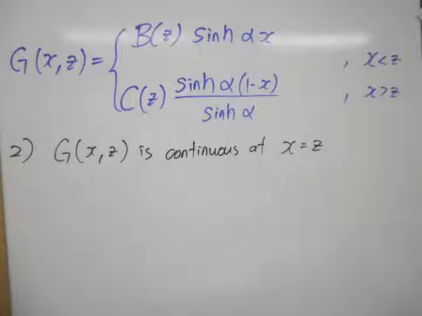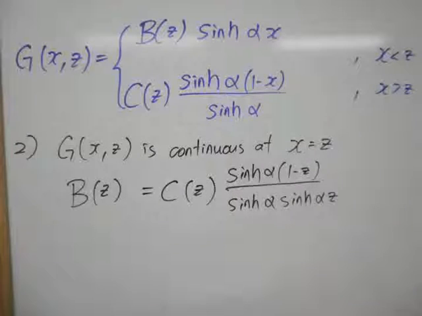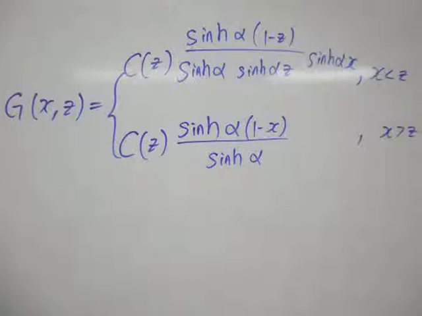The second condition for the Green's function to satisfy is that the function must be continuous at x equals z. That means at x equals z, the expression at the first and second line of the Green's function must be equal to each other. So now we can express b in terms of c. Accordingly, our expression for the Green's function is updated. It is now left with one unspecified function c, which we can determine using our third and final condition.